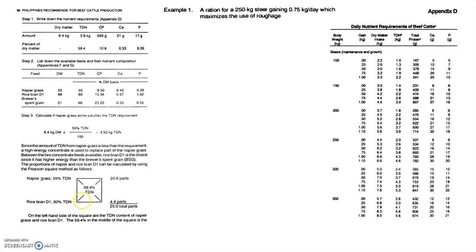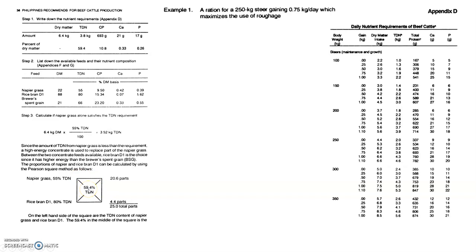So, paano itong Pearson square? So, kaya siya tinawag na Pearson square because of this box. Ayan, so box. So, ang percent dry matter na requirement ng animal is 59.4. So, isusulat mo lang dyan yung 59.4. Ito yung requirement niya. Okay, ito yung requirement ng hayop.